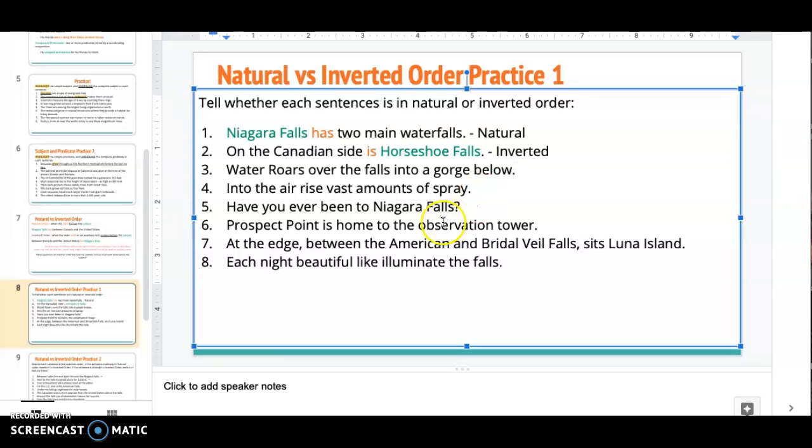Now, another way to figure out if it's inverted is if you can take the end and put it at the beginning and it still makes sense, right? Horseshoe Falls is on the Canadian side. That makes sense, so that must be inverted. I can say, see, this doesn't really make sense: two main waterfalls has Niagara Falls. Like, I could say it like that. It's not wrong. It just sounds a little funny, okay?